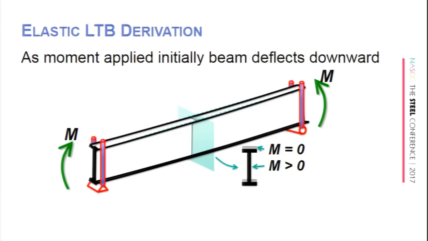So we're going to start out with the simplest condition, where we're applying just end moment. So the beam has a uniform moment over its entire length. Okay? Linear shear and uniform moment.